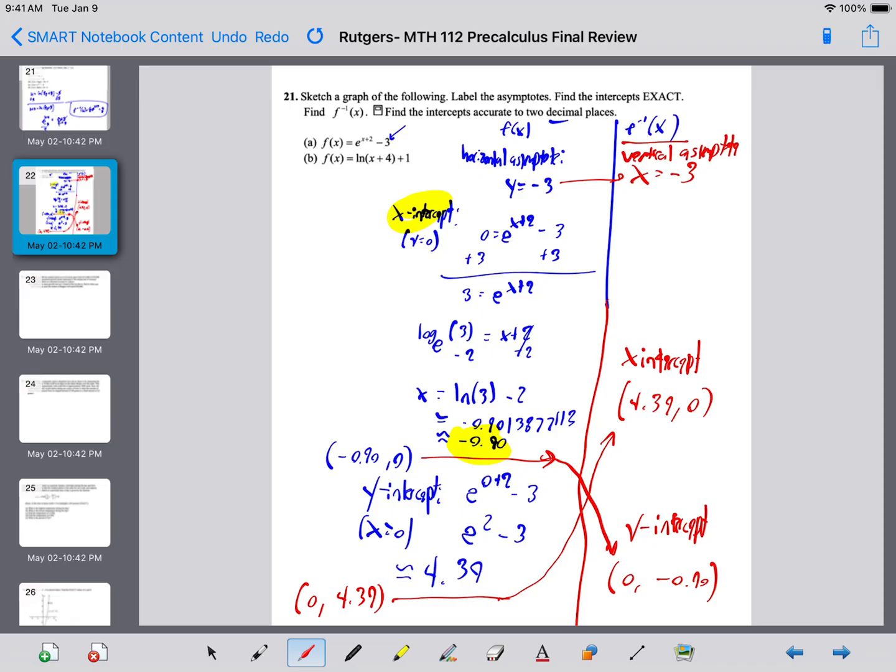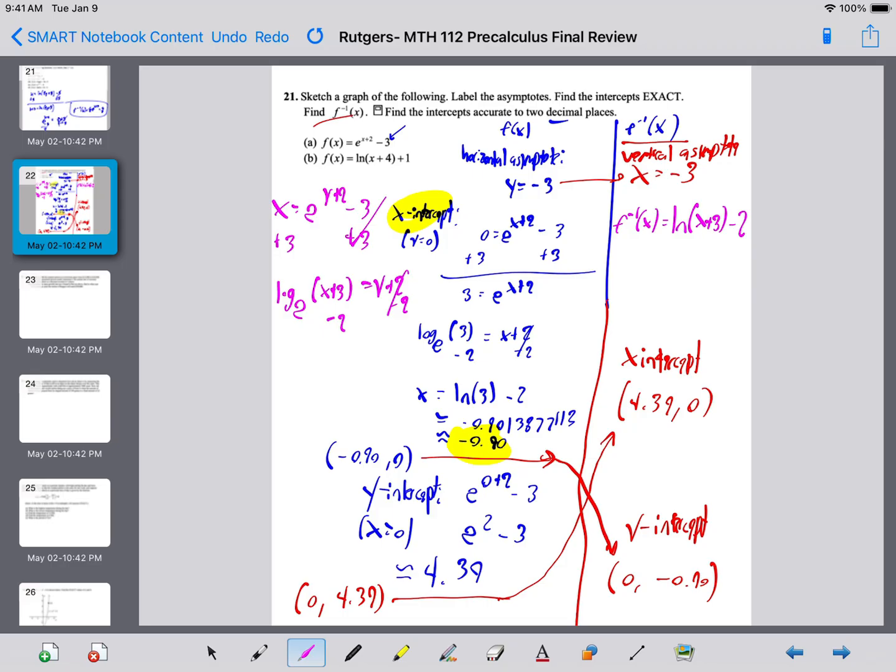And to find the equation, it said, find the equation of the inverse. You can switch your x and y. x equals e to the y plus 2 minus 3. Isolate the base. And we would have log base e of x plus 3 equals y plus 2. And then subtract 2. So f inverse of x equals ln, because it's log base e, of x plus 3 minus 2.